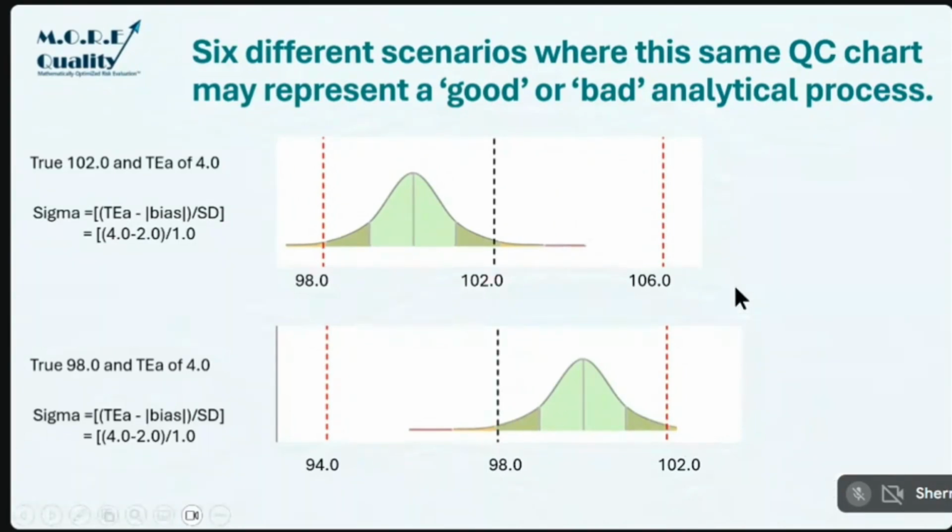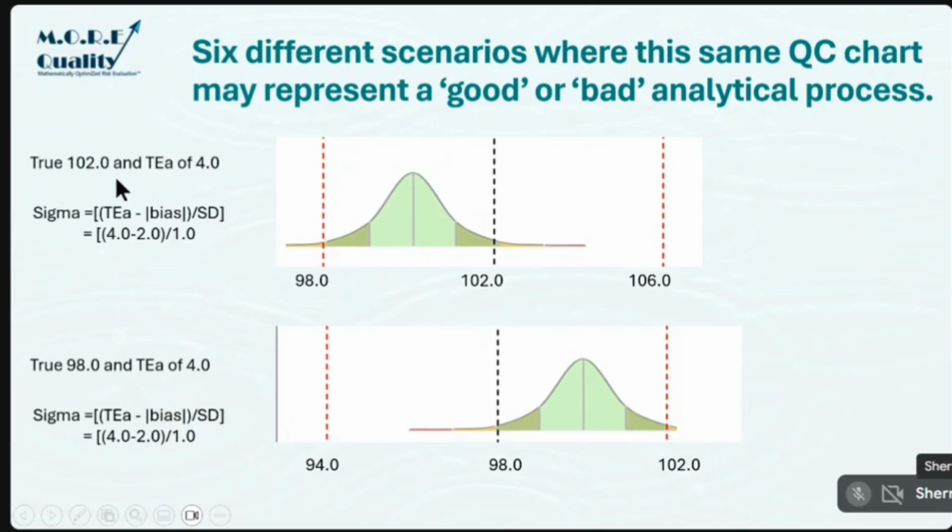If you think that a sigma of 3 is acceptable, you can only shift by 1 standard deviation. If you think an allowable error of 5%, a sigma of 1.65, is acceptable, then you could shift by 2.36 or 2.35 standard deviations. Let's look at some different scenarios here. We'll get back to that conversation a little bit later.